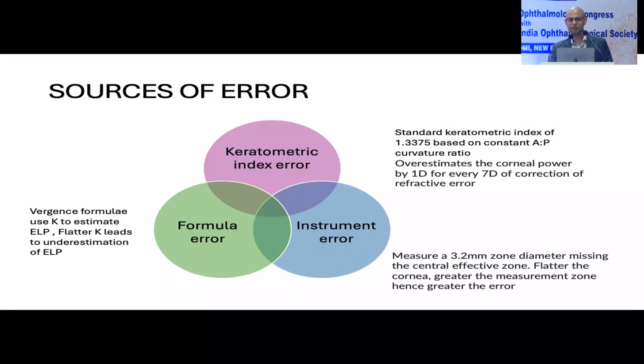In incisional refractive surgeries, that ratio is still preserved, and this tends to overestimate the corneal power by 1 diopter for every 7 diopters of correction of refractive error. And instrument error: most of these take keratometry from a 3.2 millimeter zone, missing the central effective zone. Flatter the cornea, greater is the measurement zone, hence greater the error.